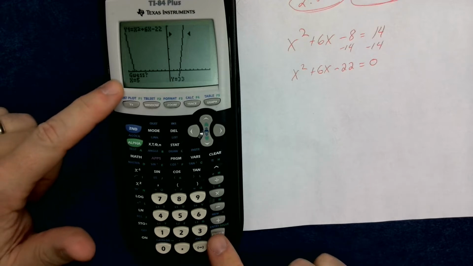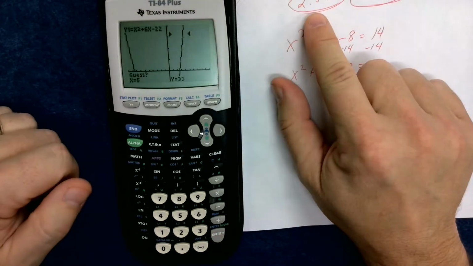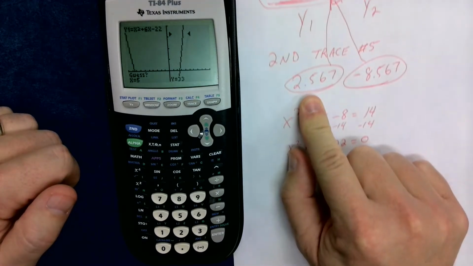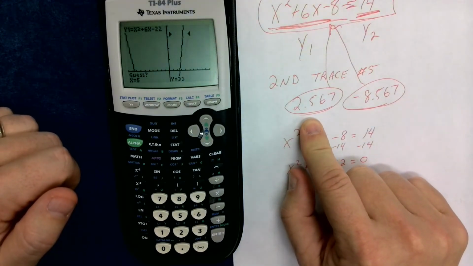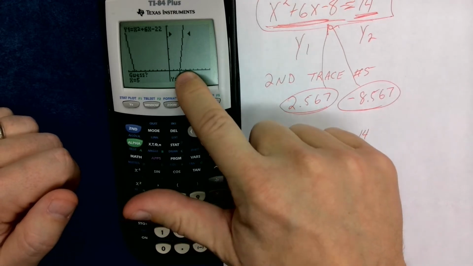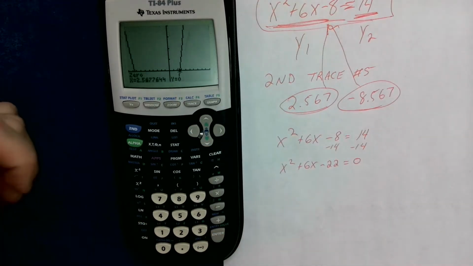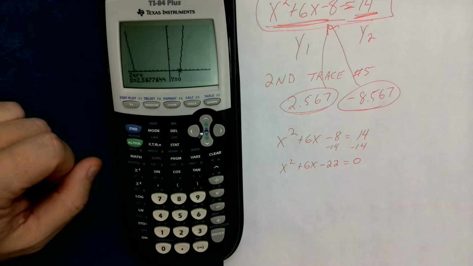And now it says, I want to guess. Well, if you were paying attention, sorry if that was too high before, 2.567 was one of my answers, and that looks like 2.567. So I'm going to hit enter, and you can see I do get 2.567.